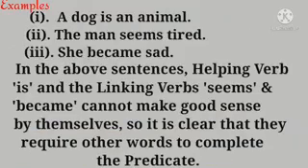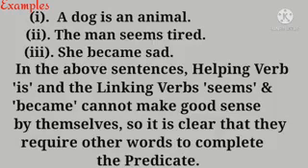Let's understand through these examples. A dog is an animal. The man seems tired. She became sad. The verbs is, seems, became in these sentences do not make complete sense by themselves. So we have added an animal in the first sentence, tired in the second sentence, and sad in the third sentence to complete the sense. Hence the word or phrase so added is called the complement.